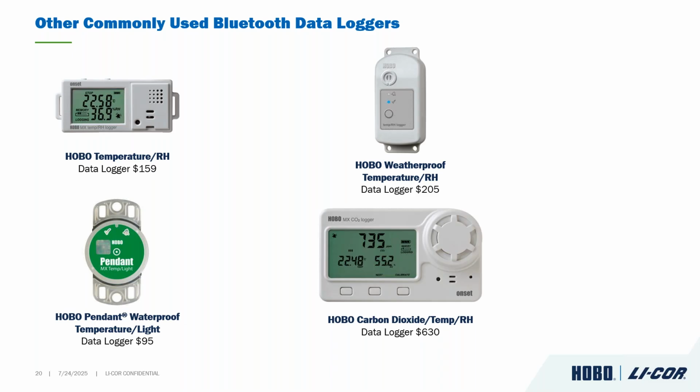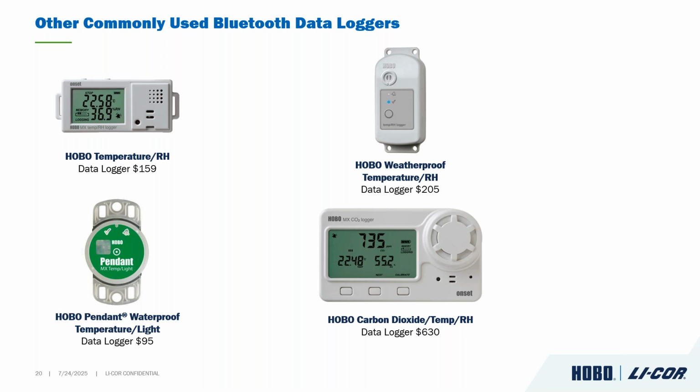On the bottom left, you'll find our Hobo Pendant Waterproof Temperature and Light Data Logger, which is the MX2201. A frequent application for this includes air ducts and hard-to-reach locations, which is convenient with the Bluetooth offload because you won't need to get up there and download the data. You'll be able to use Bluetooth to get it directly from where you're standing.